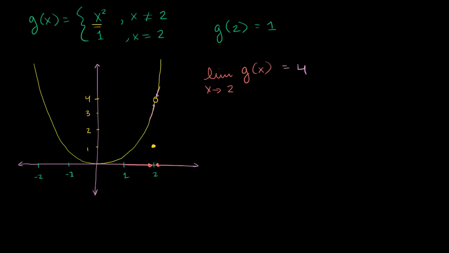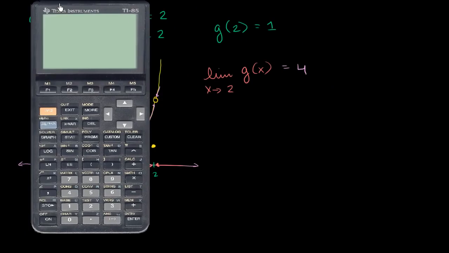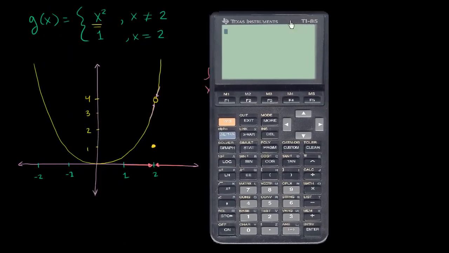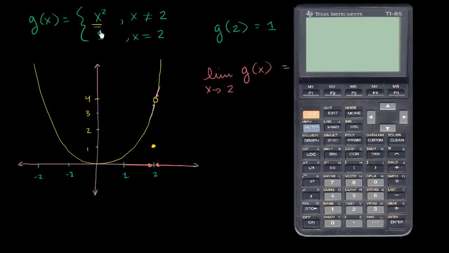So let me get a calculator out. Let me get my trusty TI-85 out. So here is my calculator. And you can numerically say, okay, what's it going to approach as you approach x equals 2? So let's try 1.9. For x is equal to 1.9, you would use this top clause right over here. So you'd have 1.9 squared. And so you'd get 3.61.